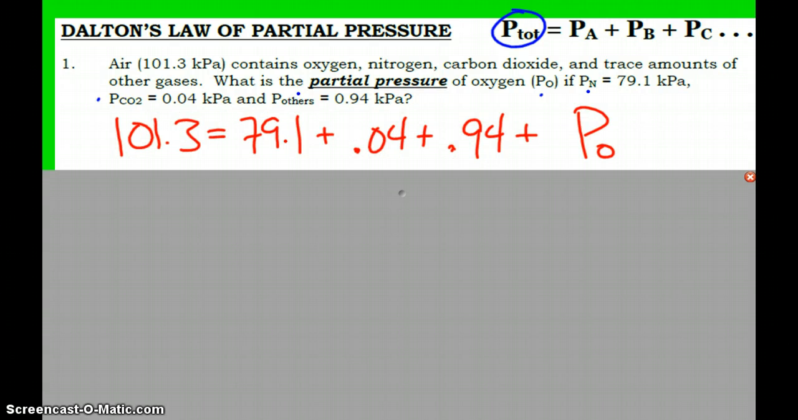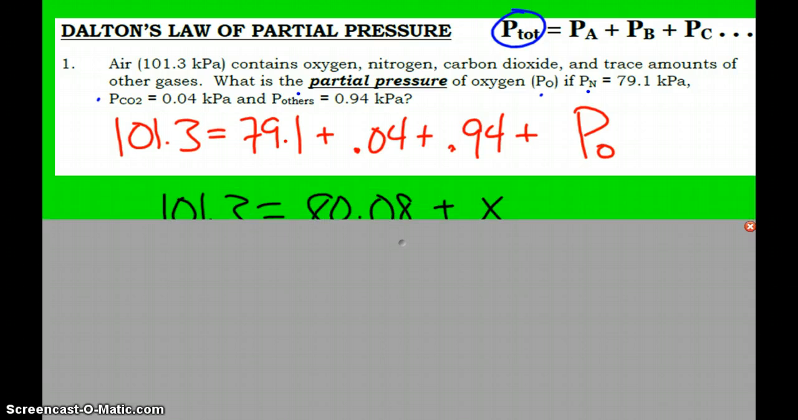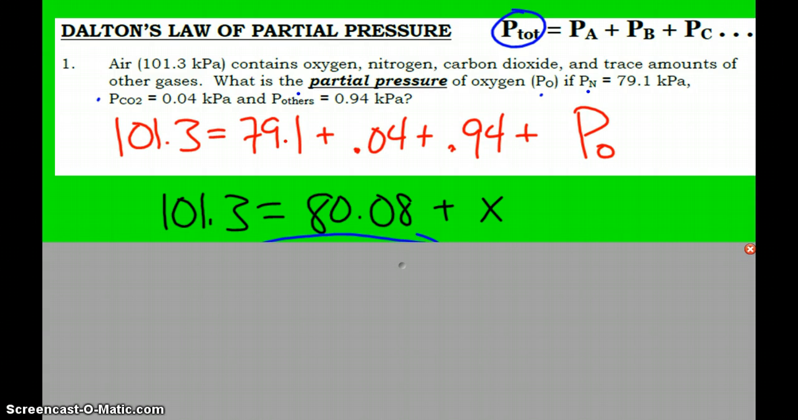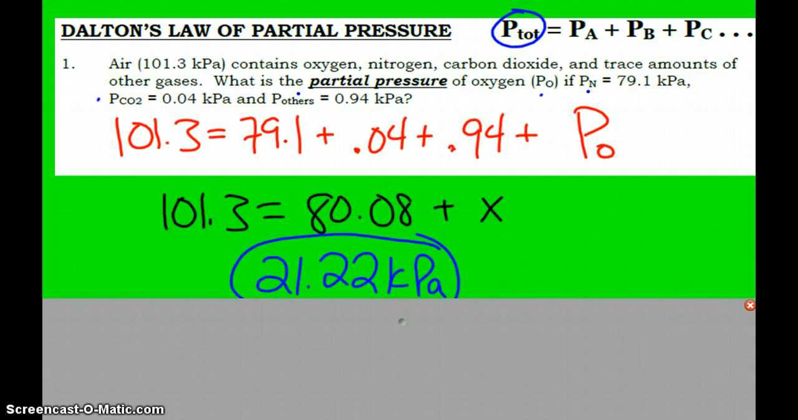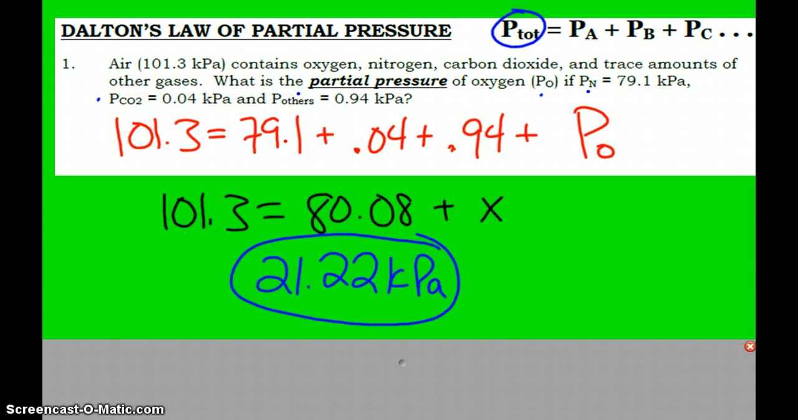So the total of 101.3 is the nitrogen and the carbon dioxide and the others plus whatever oxygen is. So 101.3 equals 80.08 plus x. Subtract to get the 21.22. So don't forget to subtract here. A lot of people divide since so many of the other laws require dividing.